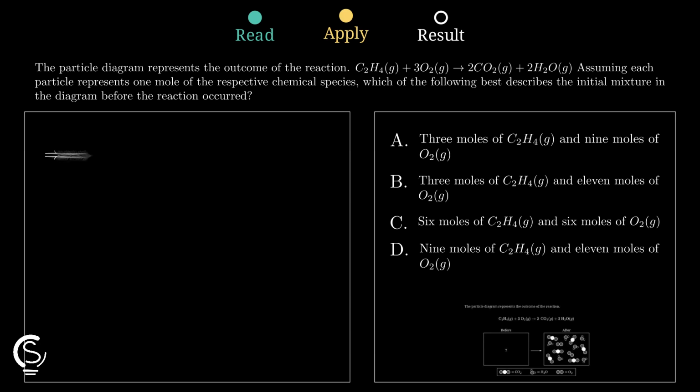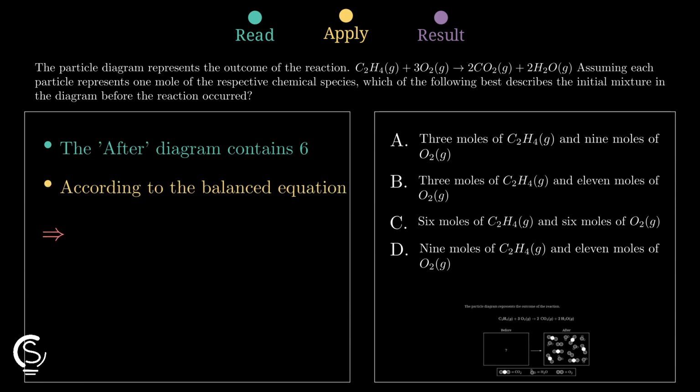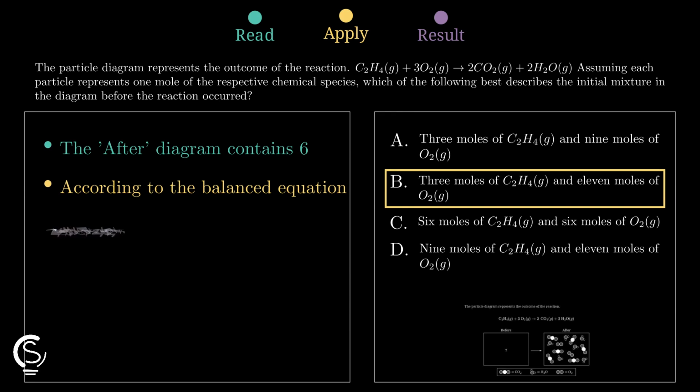Using the balanced equation, producing 6 carbon dioxide molecules requires 3 moles of ethene and 9 moles of oxygen. This ratio is key to finding the correct initial mixture for us. Adding the 9 reacted oxygen moles to the 2 leftover moles gives 11 total. That makes option B our final winner for this chemistry challenge.